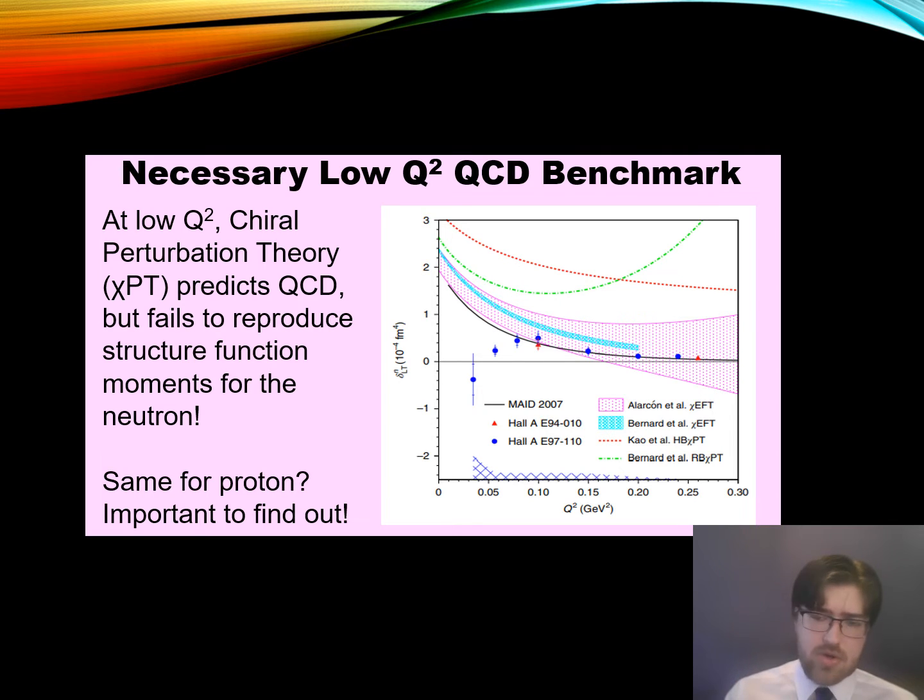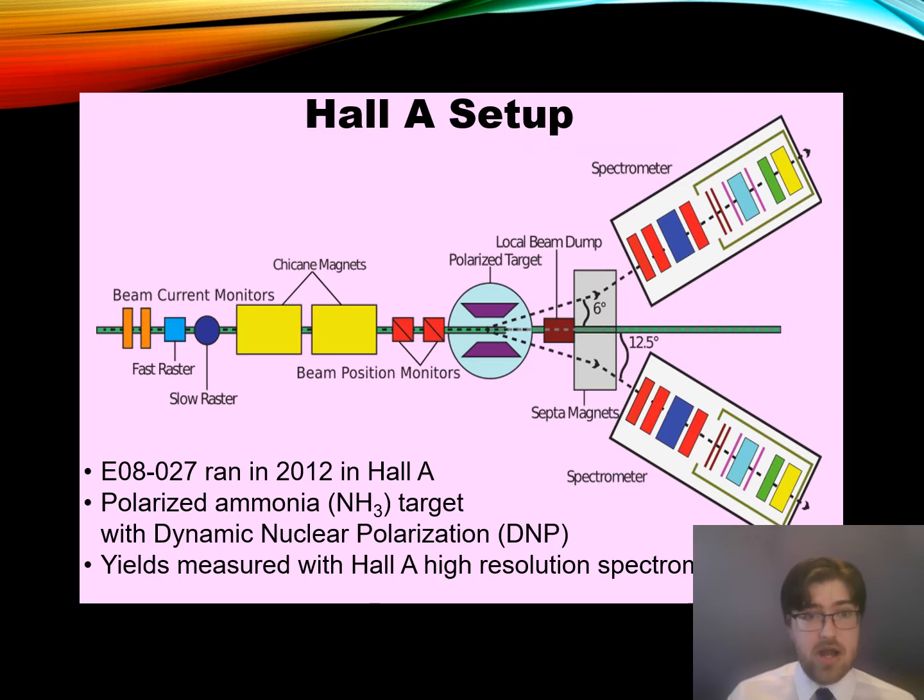One of the best low Q² theories available right now is chiral perturbation theory. But chiral perturbation theory has struggled to reproduce neutron data at low Q² over the last 20 years in something known as the delta LT puzzle. Delta LT is a moment of these structure functions, and it was considered an important benchmark because it is insensitive to contributions from the delta resonance. Because neutron data has disagreed with chiral perturbation theory at low Q² so much, it's important to see if this issue exists for the proton as well.